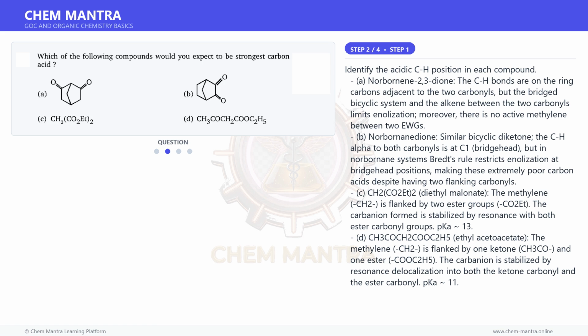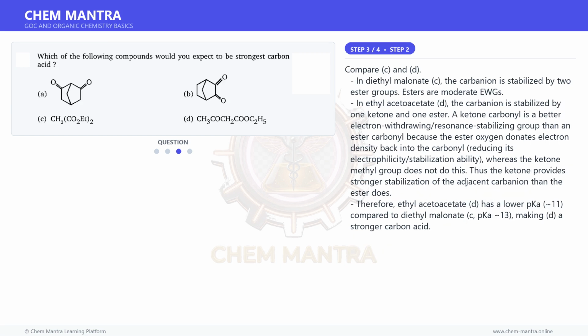The methylene, CH2, is flanked by one ketone, CH3CO, and one ester, CO2C2H5. The carbanion is stabilized by resonance delocalization into both the ketone carbonyl and the ester carbonyl. pKa 11. Moving on to the next step.